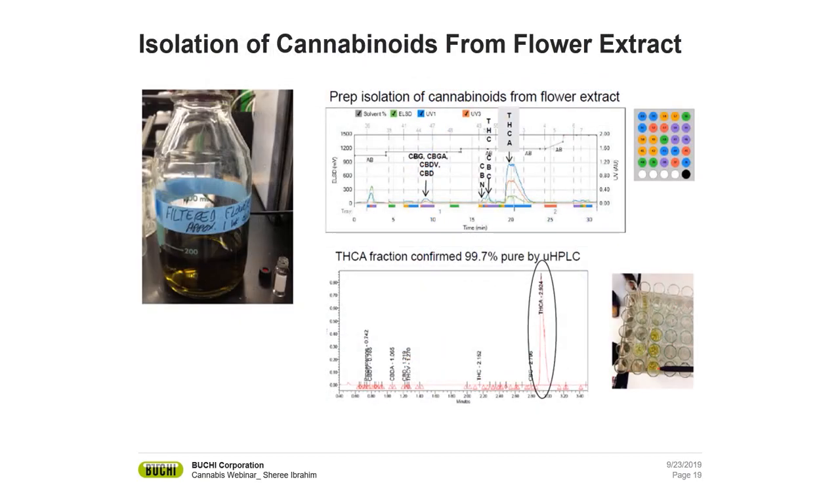This is an experiment that we did. That's isolation of cannabinoids from the flower extract. We used ethanol to extract the flower, injected the oil onto the purification system to obtain the separation of the different components. We collected the THCA fraction and confirmed purity by HPLC at 99.7%. So very clean product.